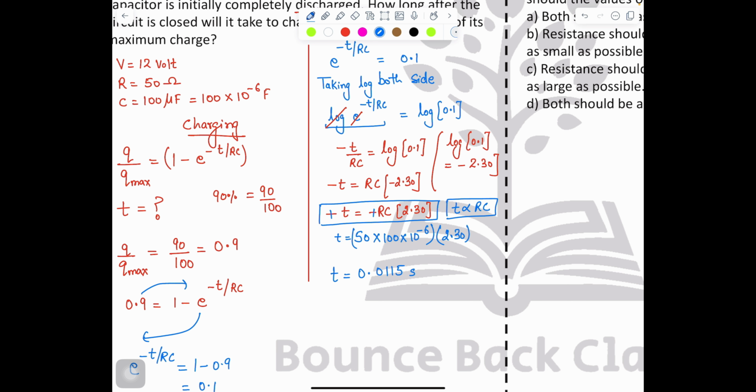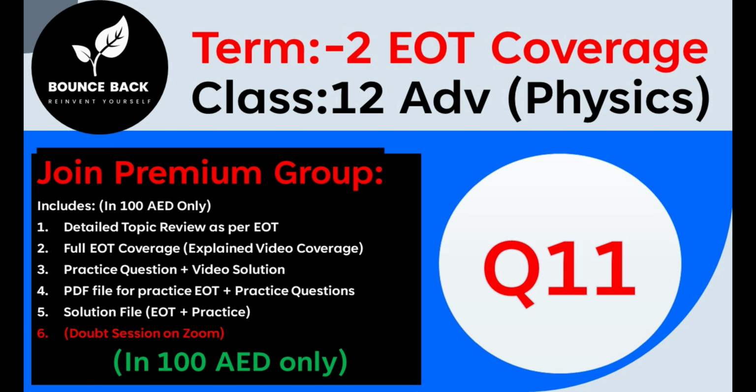0.0115 seconds. So if you write it, you can write it like 11.5 times 10 raised to power negative 3 seconds. So 10 raised to power negative 3 means 11.5 millisecond. Clear? So this is the answer. Fine. We will solve it.